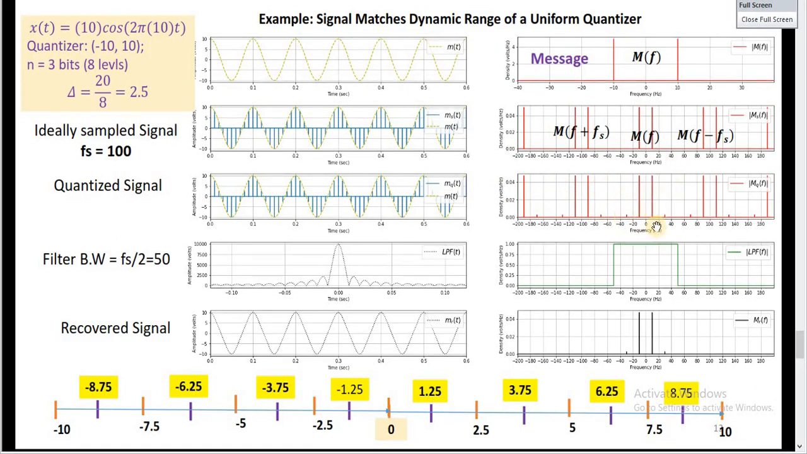We pass this quantized signal at the receiving side through a low-pass filter with bandwidth equal to 50 Hz, which is half the sampling frequency. This is the transfer function of the ideal low-pass filter, and this is the impulse response of the ideal low-pass filter. What we obtain is a reconstructed version of the quantized signal. So this is the recovered signal obtained by passing the quantized signal through a low-pass filter. Our signal x of t matches the dynamic range of the quantizer, so this example fits in the category where a strong signal is applied to the uniform quantizer.